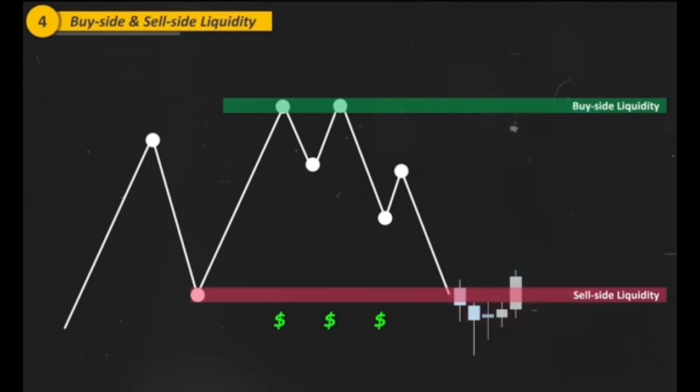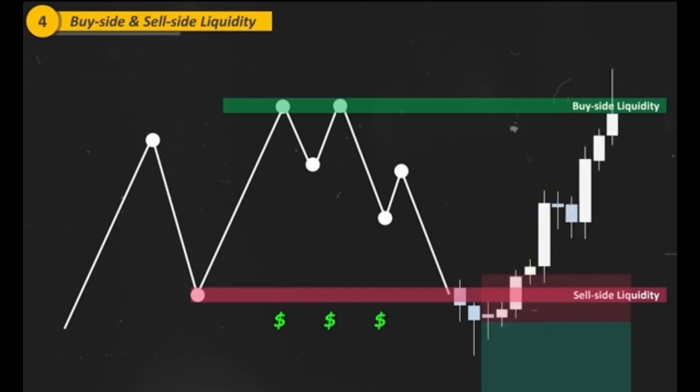Also, breaking below this level will cause some sellers to jump into the market, thinking the price is about to drop further. But in many cases, after smart money grabs the liquidity, the price quickly reverses and moves higher. This traps both early buyers and breakout sellers.